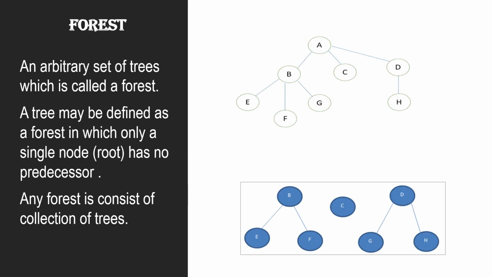Next term is forest. An arbitrary set of trees is called a forest. In simple terms, a forest consists of a collection of trees. Here is a single tree, and we are splitting it, and we have a collection of trees. So these can be called a forest.